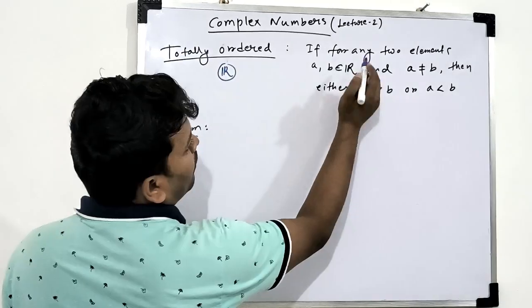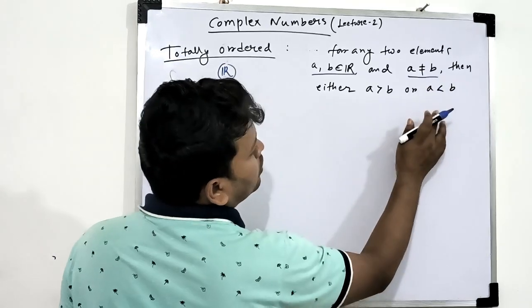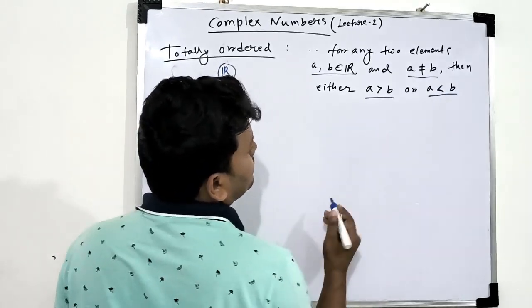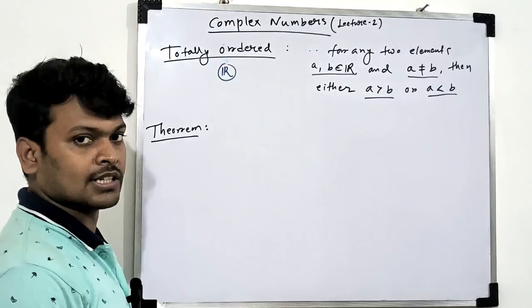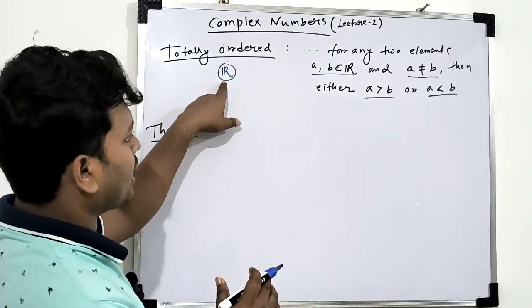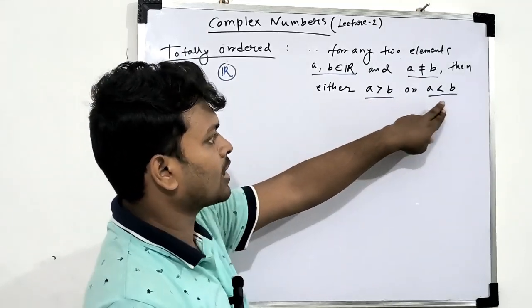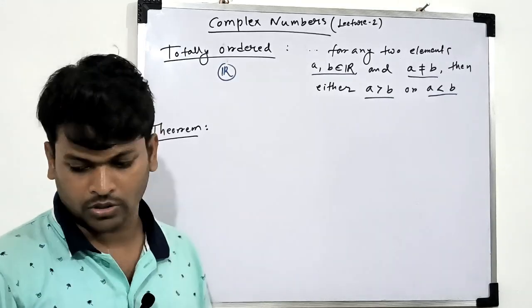This means for any two elements of R, if A is not equal to B, then either A is greater than B or A is less than B. This means that R is totally ordered. Any two elements from R, if they are not equal, then one of these must hold. But in complex numbers, this property does not hold.